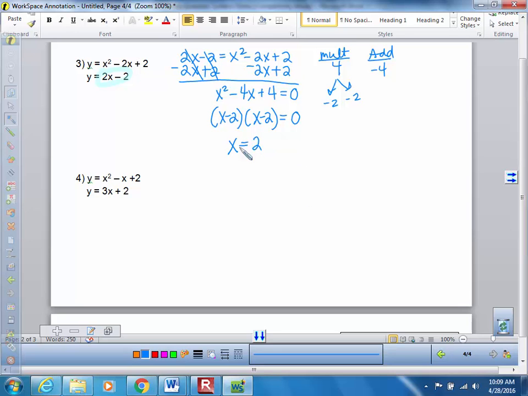So now I need my y value. So I'm going to take this x, plug it back in here. So I get y equals 2, and then we're going to replace x with 2, minus 2. So 2 times 2 is 4. 4 minus 2 is 2. So that means that our answer would be 2, 2.